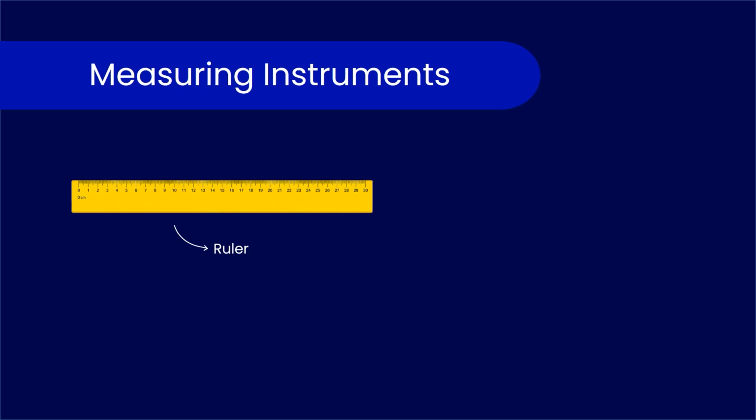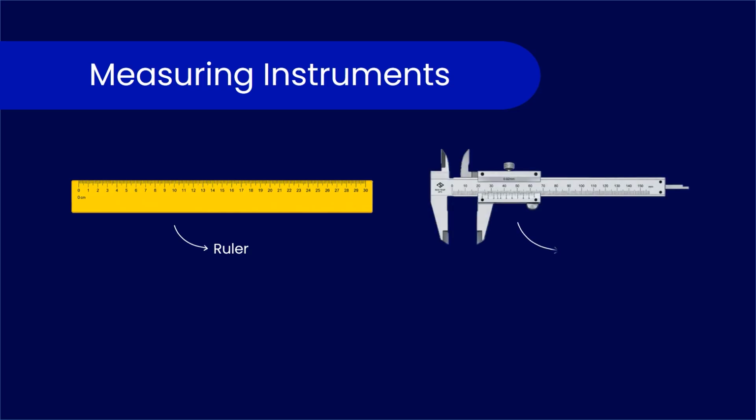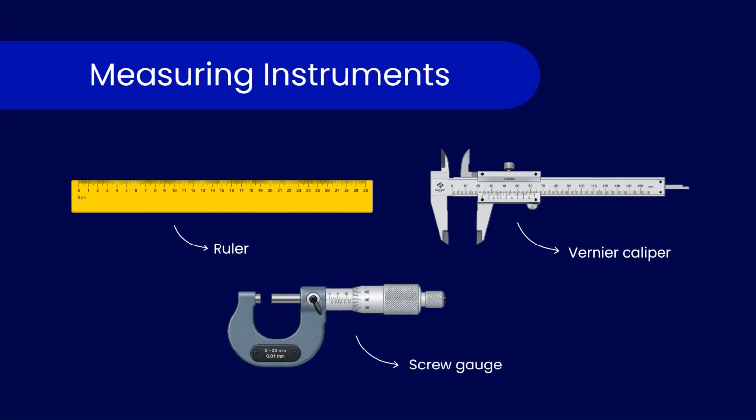We use different instruments to measure different quantities. A ruler measures length. Precise instruments like vernier calipers measure very small distances accurately, and a screw gauge measures the thickness or diameter of very tiny objects like wires.